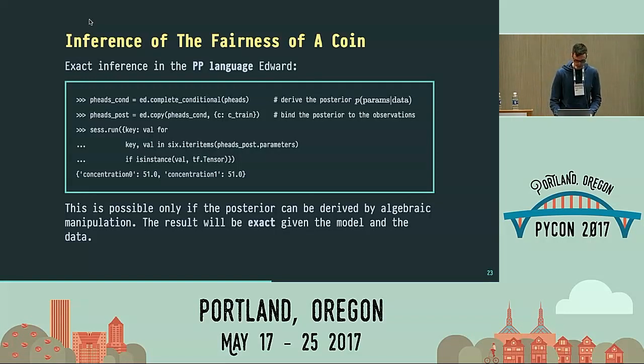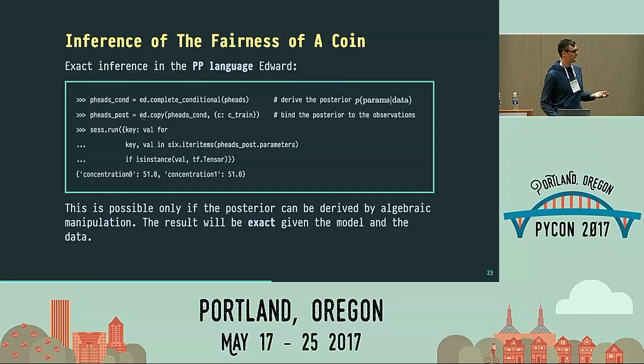So in Edward, what you're going to do is call this function here, Edward.completeConditional, and as a parameter you pass in this p heads. If you remember earlier, this was the uniform distribution, the prior. And what Edward will then derive is the posterior distribution, so the probability of the fairness of the coin given a certain set of data. But we haven't really specified the data yet, and this is what we do in the second step here.